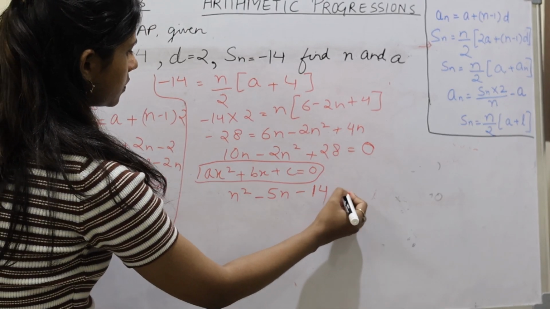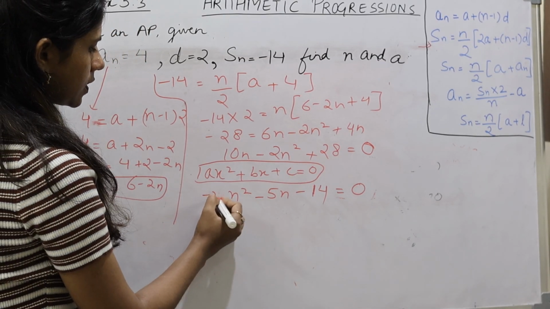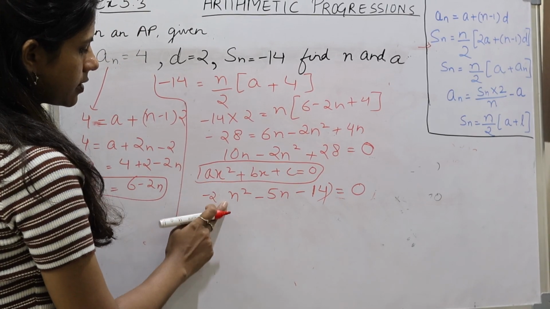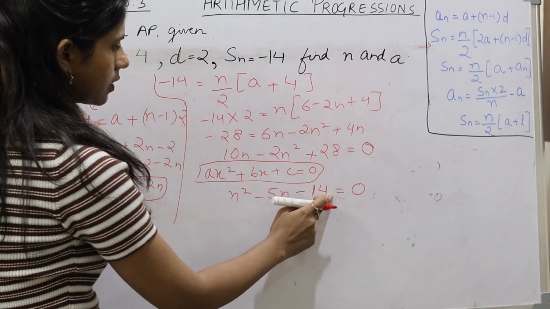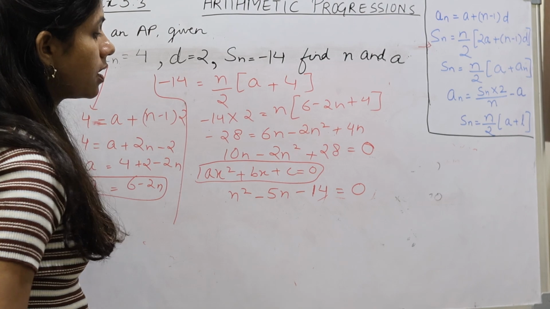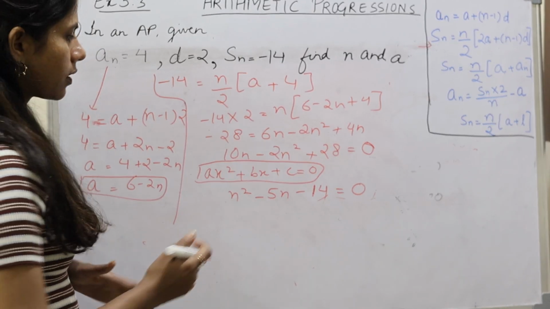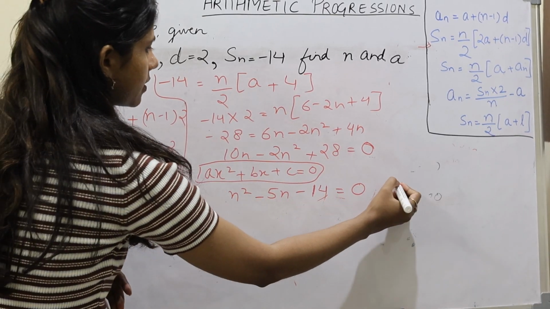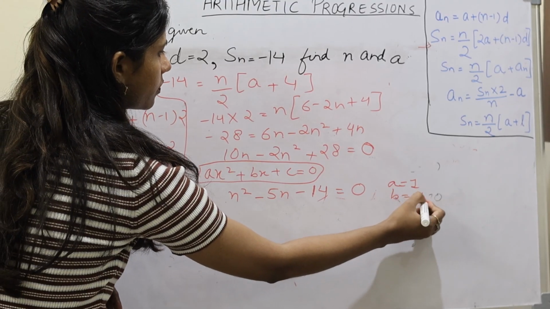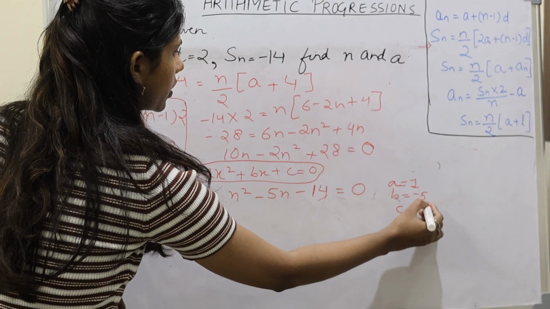Okay, equal to 0. See, it will become like this. I just did minus 2 here, so it will become like this. Now, as I told you in the last question, how we have to think. The value of A here is 1, B here is minus 5, and C here is minus 40.